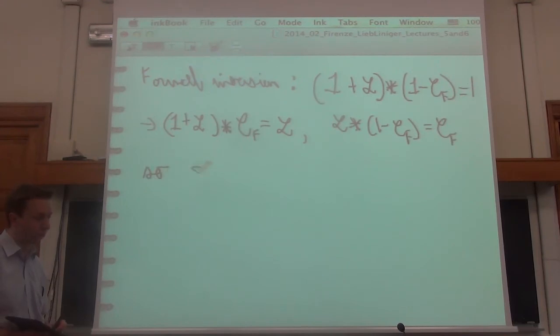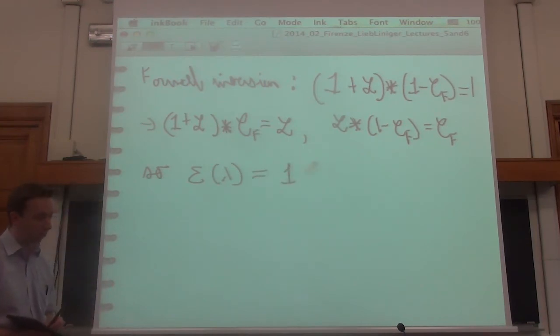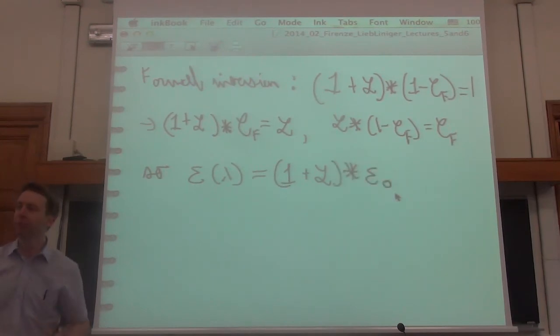Okay, so what we do then is that we use this inverse operator here to write our solution. Magic, you know, we found our solution. Epsilon of lambda is just equal to 1 plus L convolved into epsilon 0. Okay, so we've solved our integral equation.